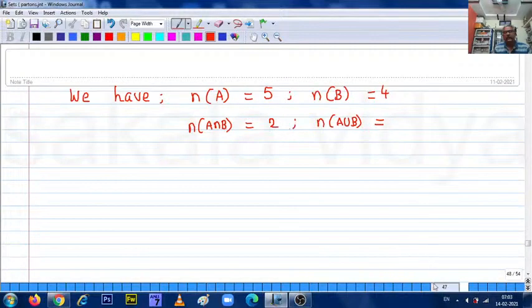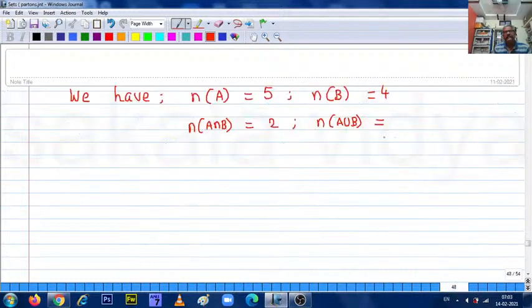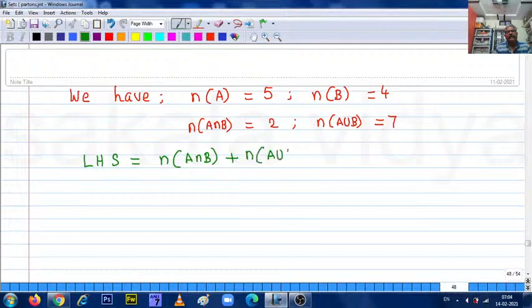N of A union B is equal to 1, 2, 3, 4, 5, 6, 7. 7 elements. So now we need to check like this. Take LHS. LHS is equal to n of A intersection B plus n of A union B. So that equals 2 plus 7, whose value is 9.